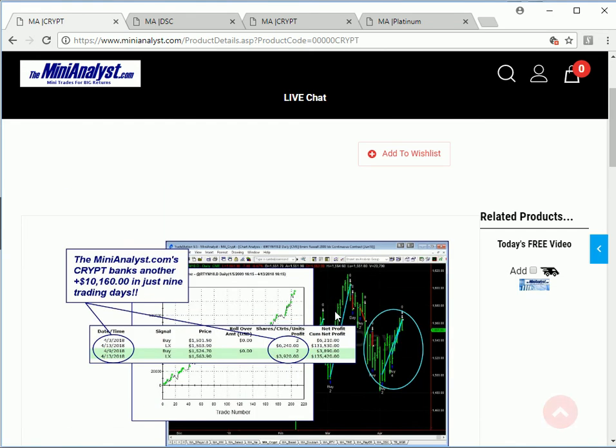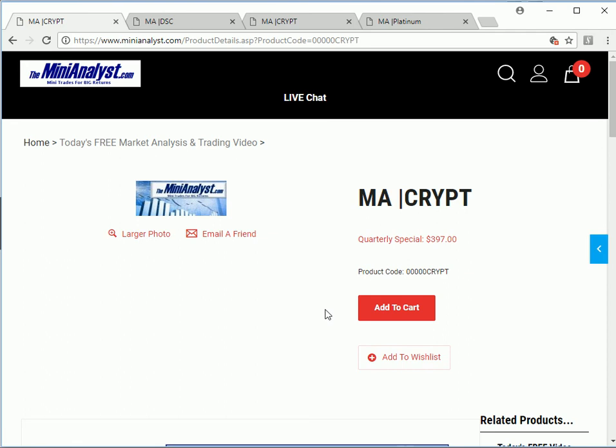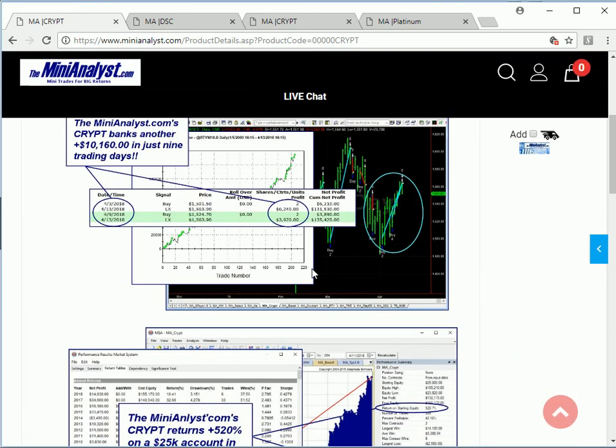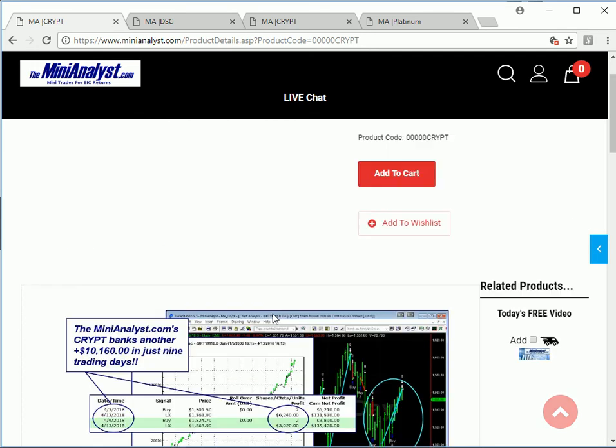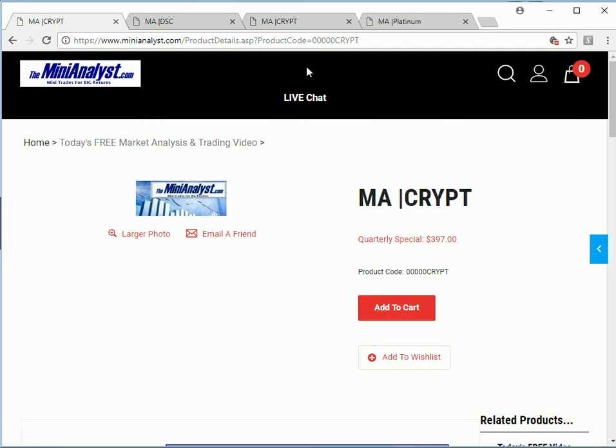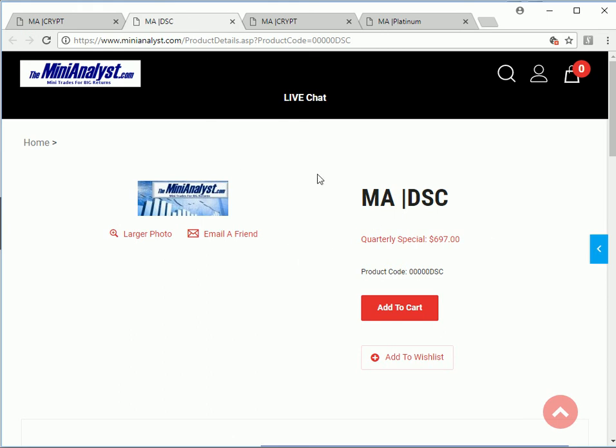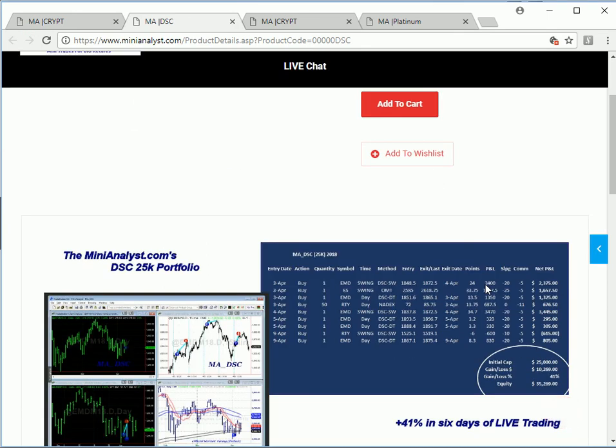Now, having said that, do you pay $3,200 in fees? Half of that. 4 quarters, $1,600, less than $1,600 per year is all you're going to pay for having access to, again, $10,000 in profits in just the 100% mechanical Crypt. DSC, I mean, come on.